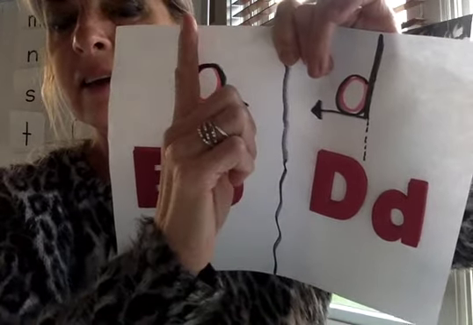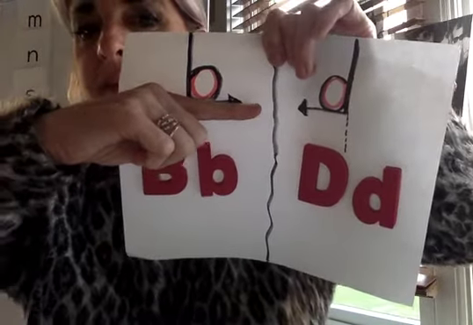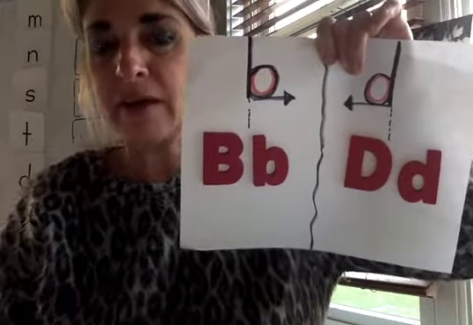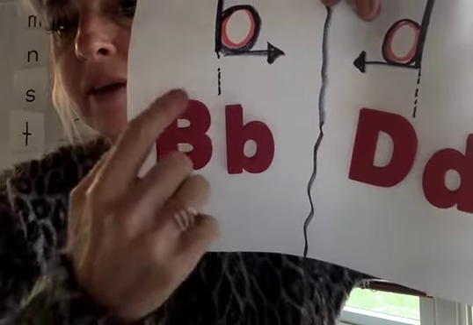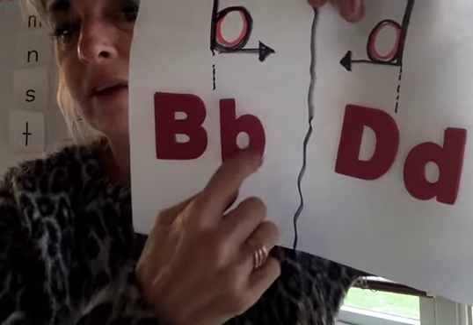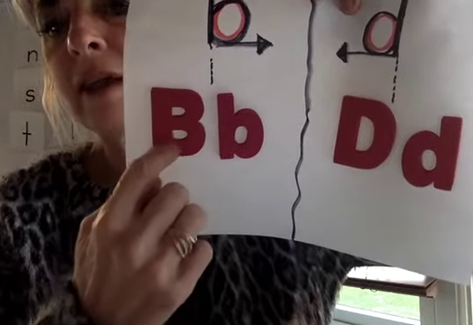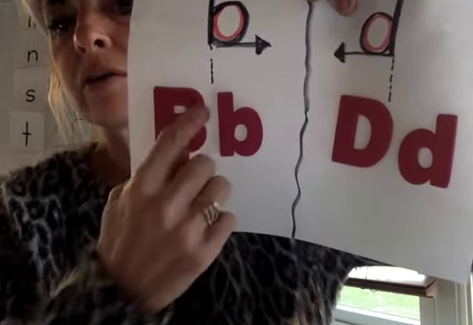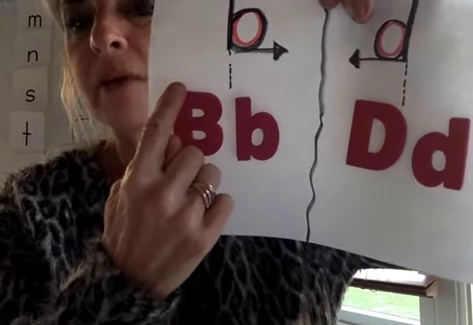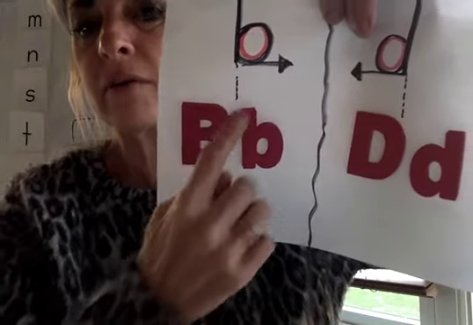This side. And if I take my finger and I turn it this way, that belly faces the way, the direction we read. B. Uppercase B, lowercase b. Let's trace the capital B. One line down, curve around, curve around. Do it again. Do it with me. Uppercase capital B. One line down, curve around, curve around.